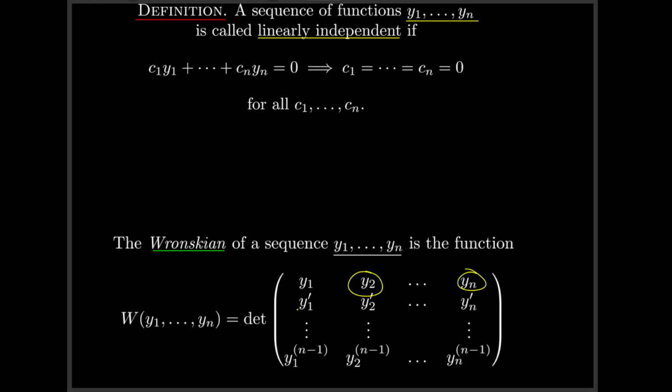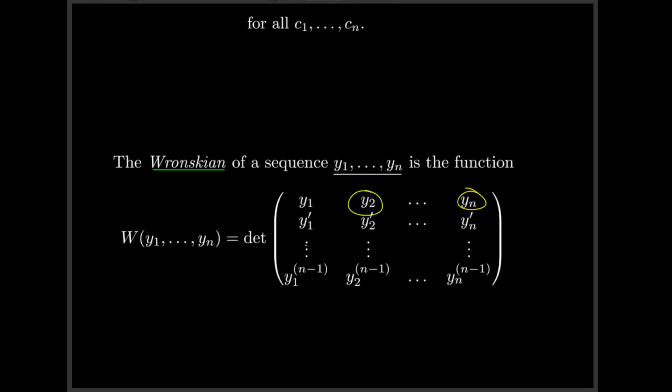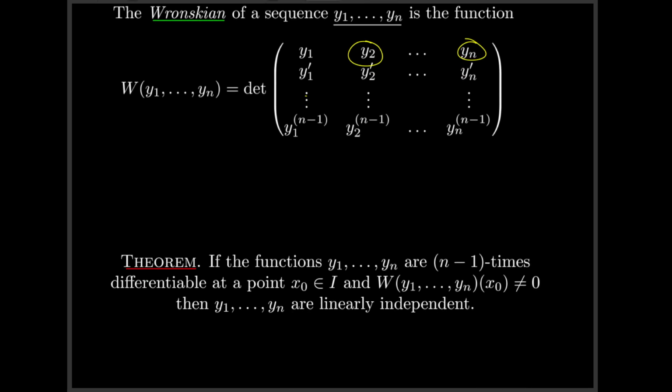So in the second row, first column, you have the first derivative. And just below that you would have the second derivative of y1. And at the end, you want to get a square matrix, so you take the n minus 1th derivative. So this gives you a matrix, and the determinant of that matrix gives you the so-called Wronskian. And with respect to this Wronskian, we have the following theorem.